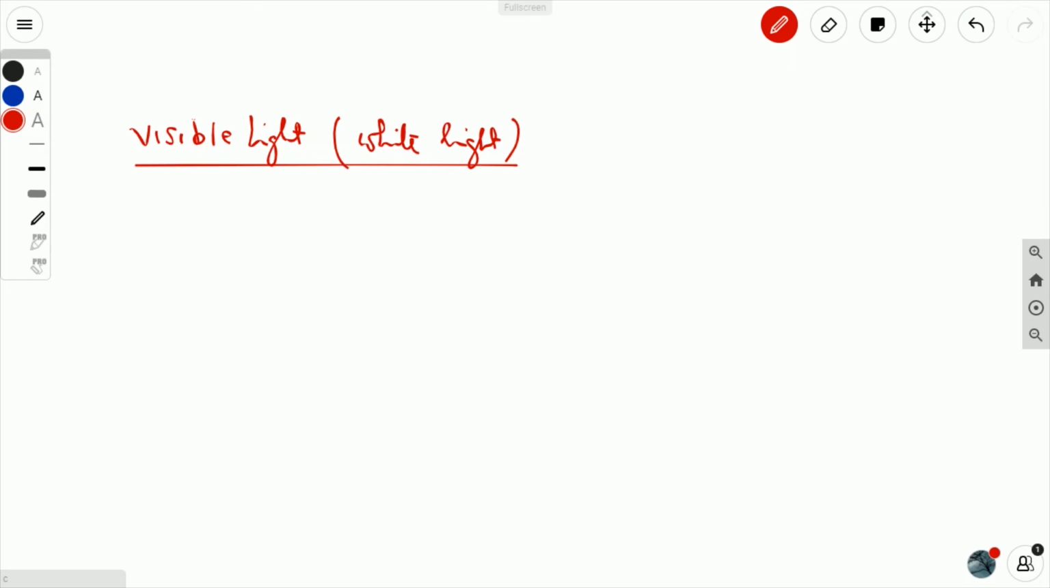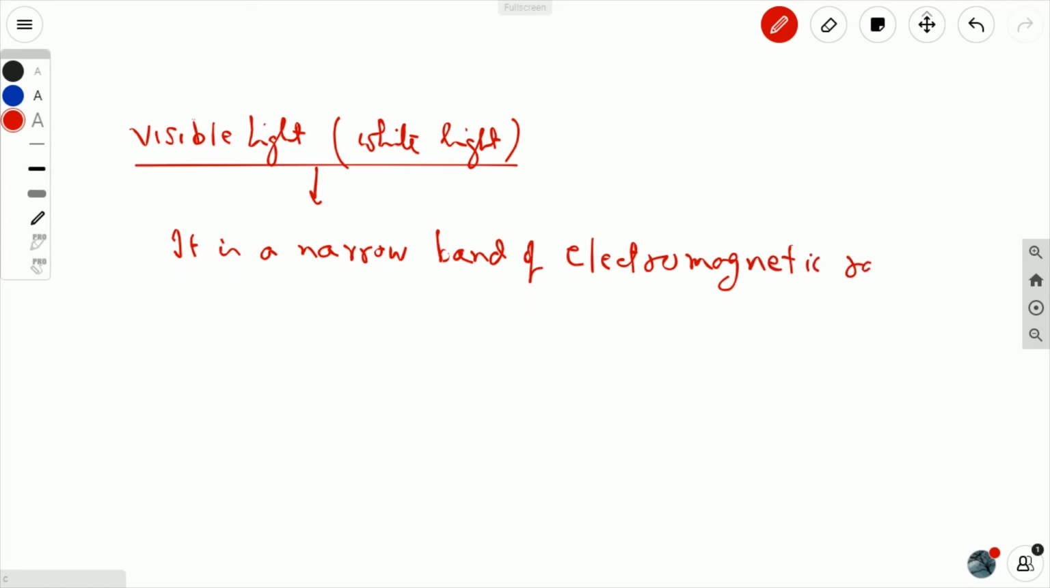It is a narrow band of electromagnetic radiation.